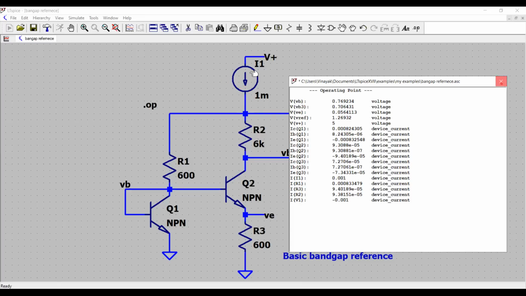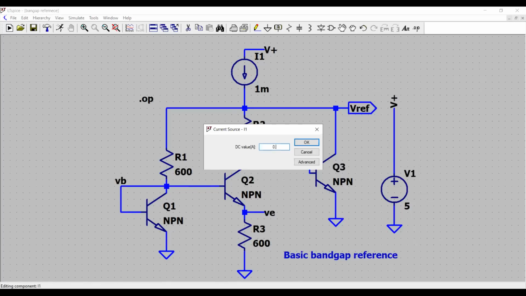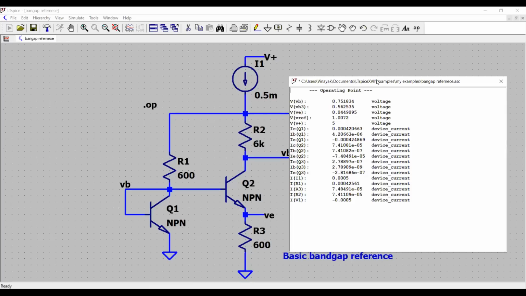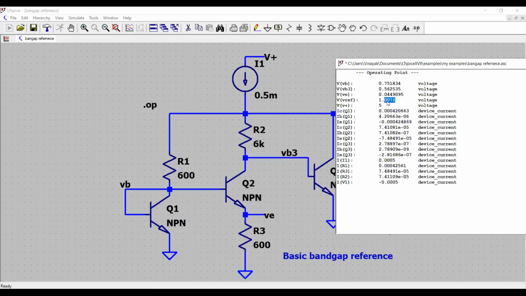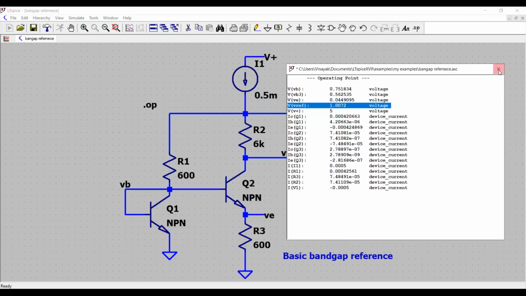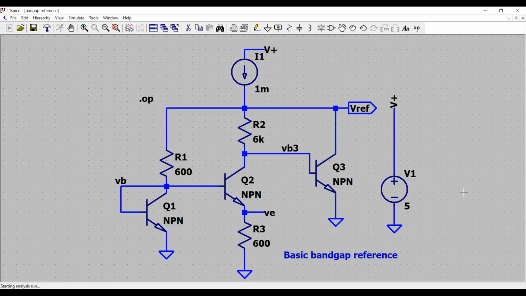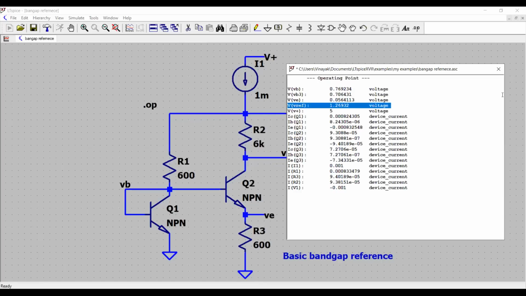What if I want to change the collector current? Let's say I am using 0.5 milliampere, 500 microampere current. And with that said, I am now getting a value less than what is required here. Okay, so you have to make sure that your bandgap reference is 1.2, and you need sufficient current to be injected into the circuit. So let's go back to 1 milliampere again and simulate this circuit. And here you are, right?